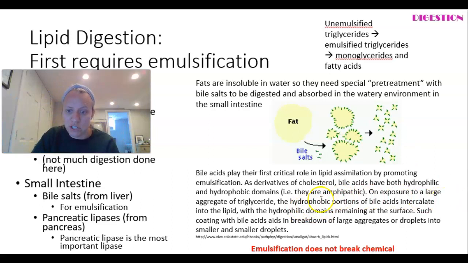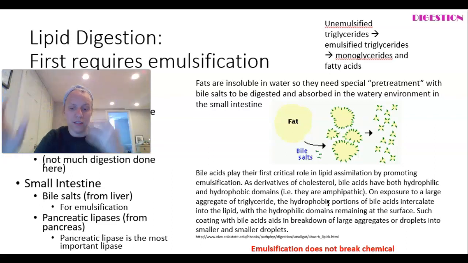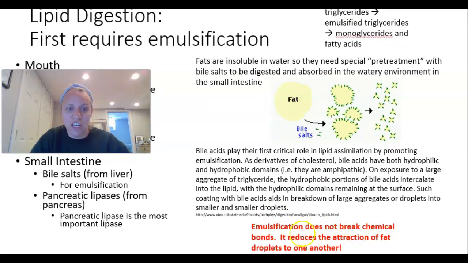The hydrophobic portions, the water-fearing parts of the bile acids, intercalate into the lipids. So they go into the lipids. The hydrophilic parts stay on the outside. Okay, and so more and more bile acids and bile salts keep coming in and continue separating the fats from each other. Okay, so I've written a little bit on the bottom here. It says emulsification does not break chemical bonds. It just reduces the attraction of fat droplets to one another. So it just physically separates fat.